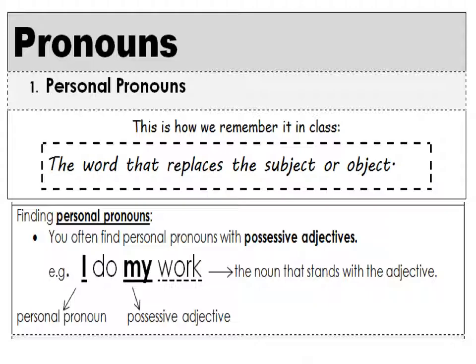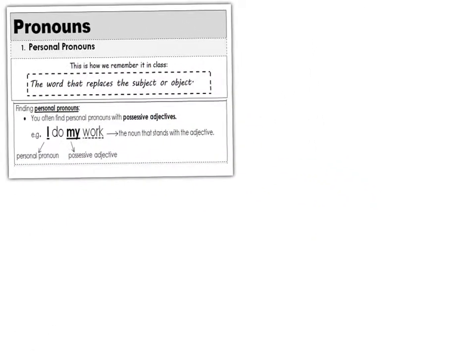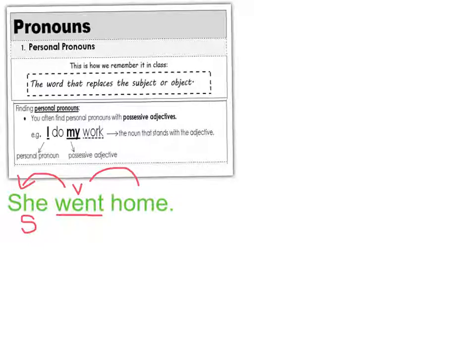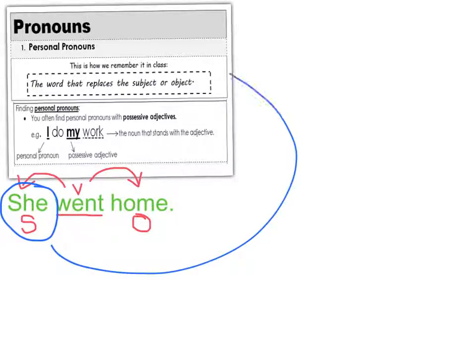Let's have a look at a few examples. She went home. Let's find the verb. The verb is went. Who went? She. She is the subject. Went where? Went home. Home is the object. Now, if we look at the subject and the object, we find that she is the subject, and therefore we know it is a personal pronoun.